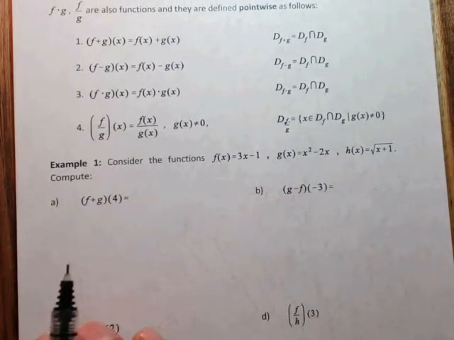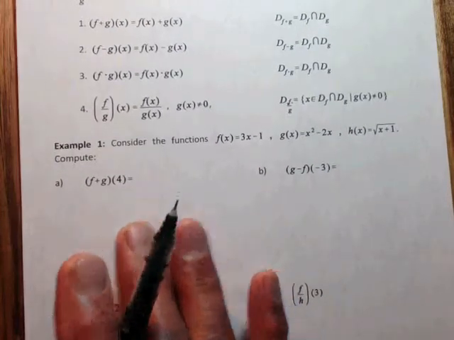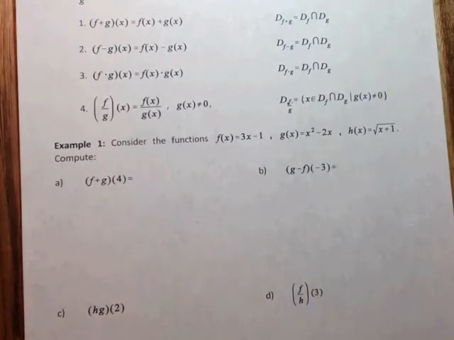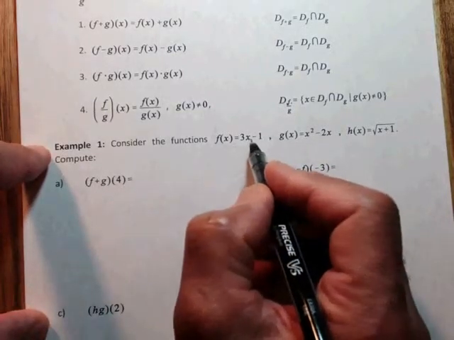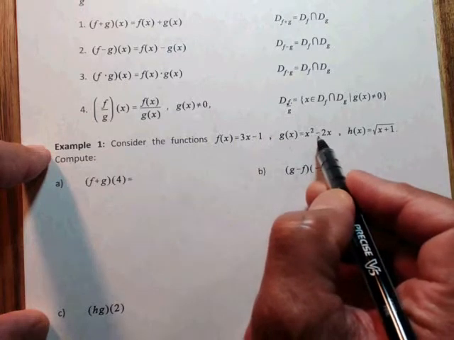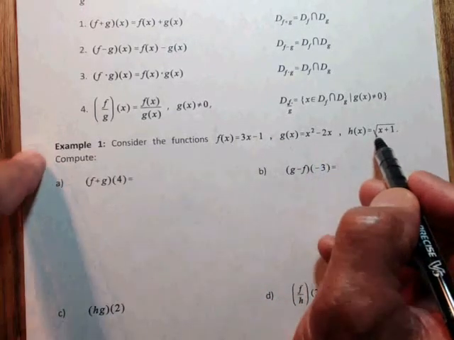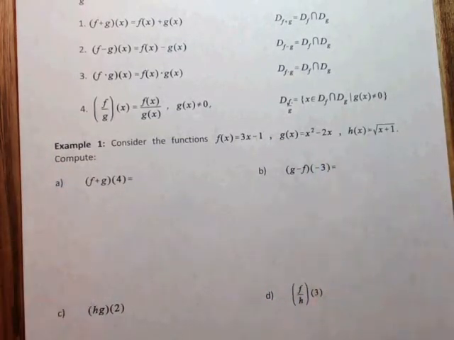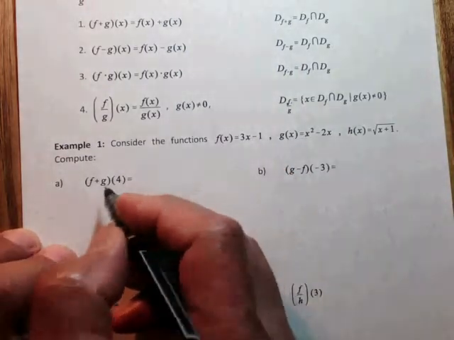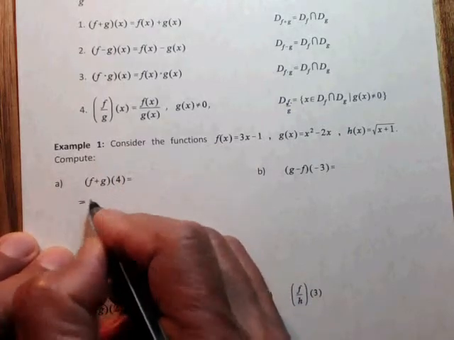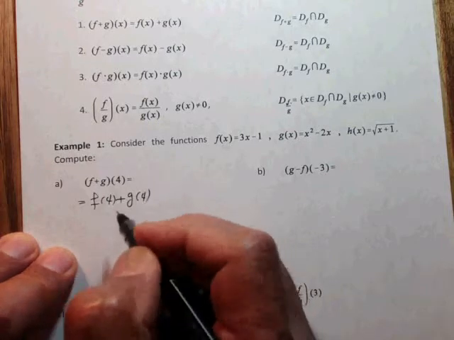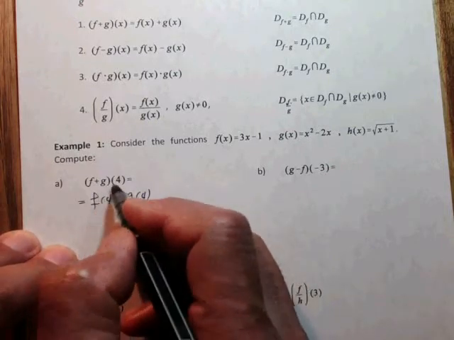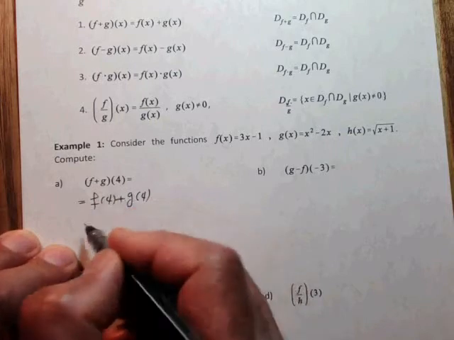Okay, so let's look at some examples here. Say f of x is 3x plus 1, g of x is x squared minus 2x, and h of x is the square root of x plus 1. How do you obtain f plus g at 4? Well, by definition, this is equal to f of 4 plus g of 4. Pointwise, we do f at 4 and g at 4, then add them up.